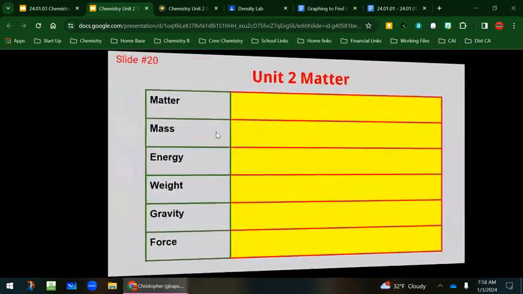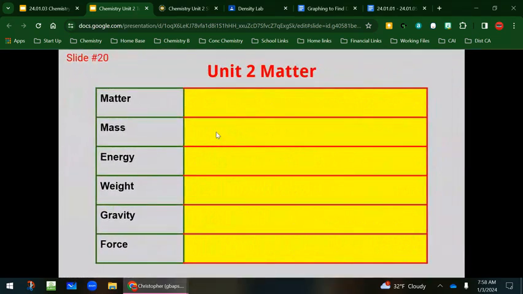All right. A few terms for you, ladies and gentlemen. Matter we have already defined, right? Matter is anything with mass that takes up space, mass and volume. That is the definition of matter.